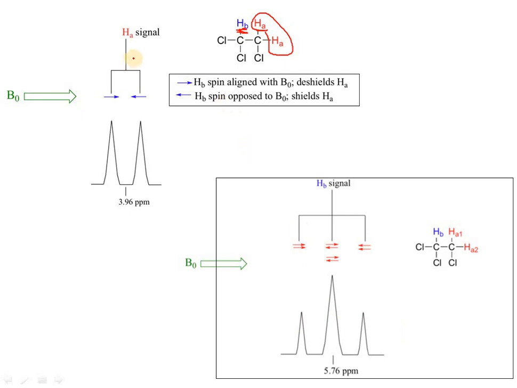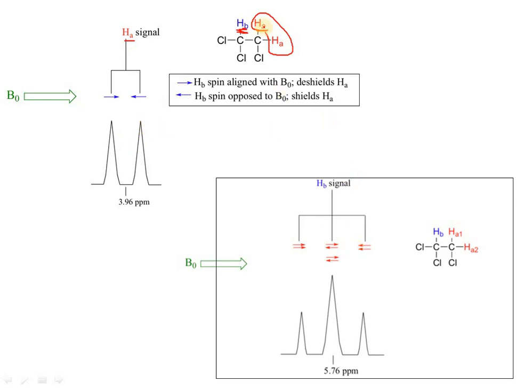So HA protons will give 2 peaks and HB protons will give 3 peaks. Now, why does this give 2 peaks? Because this proton will have its moment either upward or downward. There are 2 probabilities, upward or downward, and upward and downward have equal probability. So the height of the signal peaks is the same.